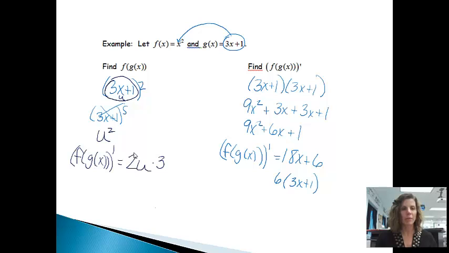I'm not quite done, because now I have to replace my u back into the problem, and it will be 6 times the quantity 3x plus 1. You'll notice when I did that, I got exactly what I got the other time. So hopefully now you're a little bit familiar with using the chain rule to find the derivative of a function.